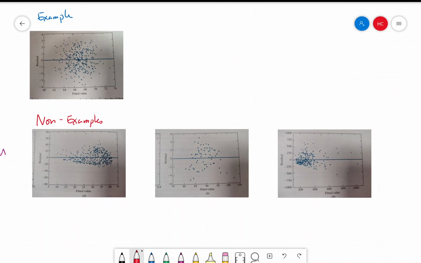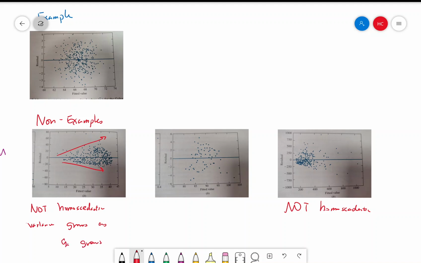Okay, so if you look at the first and the third one, the first and the third one are not homoscedastic. Because if you look at how far the dots are from the zero line, you notice that the further the dot to the right, the further the dots are away from the horizontal axis. So the variance grows bigger. So variance grows as yi hat grows. And it's the same for the third graph, because variance also grows as yi hat grows.